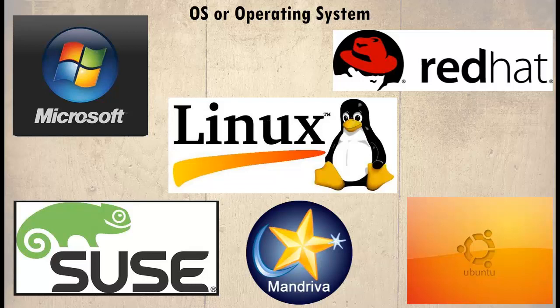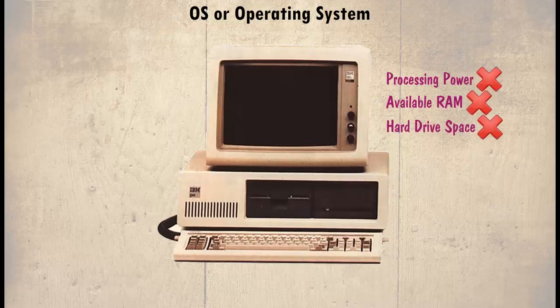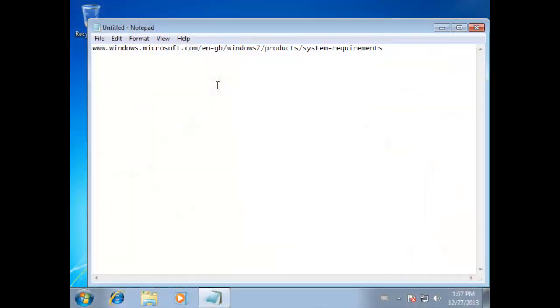When choosing an operating system, there are a number of factors to consider. Operating systems are created to take advantage of current hardware and allow for future advances. For example, a 20-year-old computer will not have the processing power, available RAM, or hard drive space to run the latest version of Microsoft Windows. If you are unsure, you should look up the minimum and recommended specifications set out by the operating system vendor.